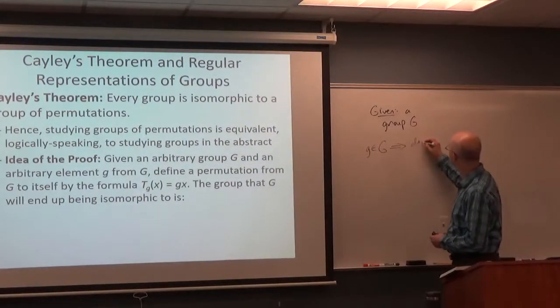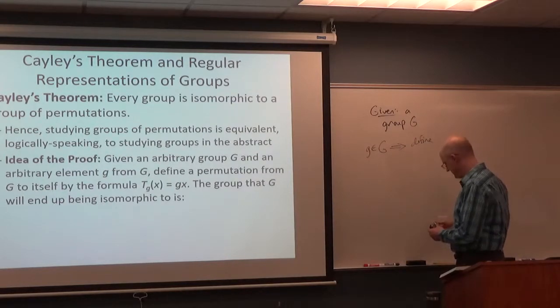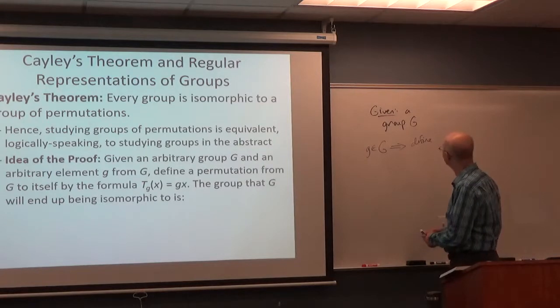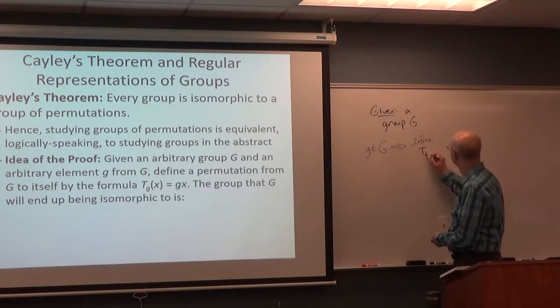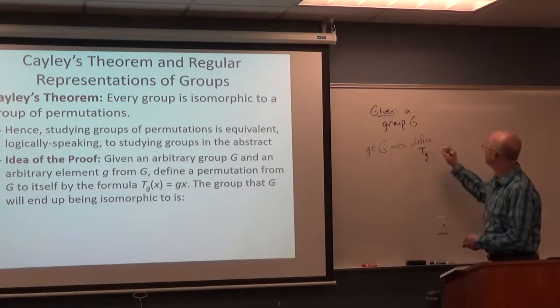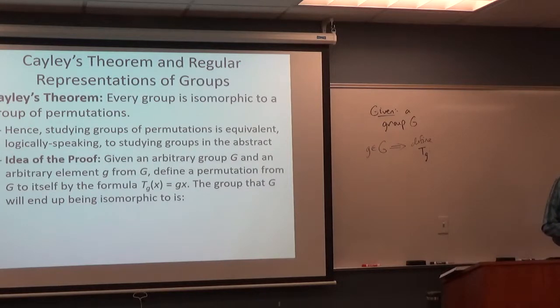We can define the permutation called T sub g. It is going to be a permutation on what set? Permutations are one-to-one and onto functions. Careful, they're not isomorphisms, they're just one-to-one and onto functions from a set to itself, right?